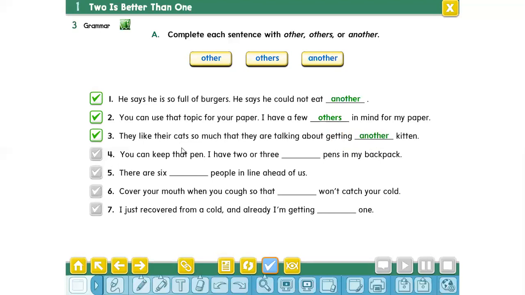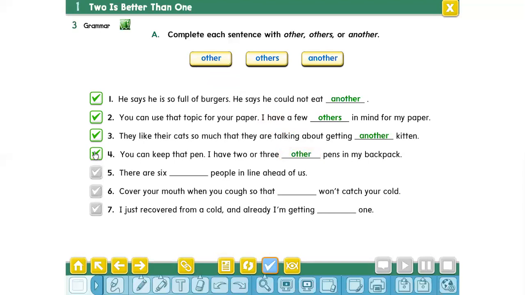You can keep that pen. I have two or three others. So two or three to talk about what? Plural nouns. So don't use another. You can use other or others. Be careful. Is there any noun here? Yes, the word pens. So I can't use others because this is a pronoun which cannot be followed by nouns. But here, the correct option is what? Is other. Yes, very good.